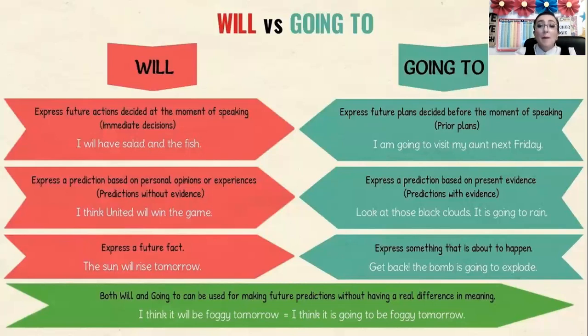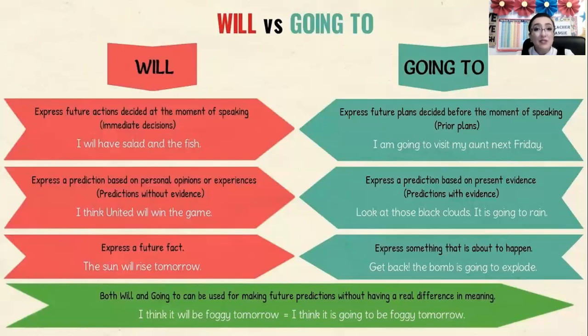Something for sure. And going to is used when you are talking about something that is going to be happening in the near future. For example, it is about to happen. For example, get back, the bomb is going to explode. Oh my goodness, get back. The bomb is going to explode. You have the evidence. It's evident that in a few minutes, in a few seconds, it is going to be happening.